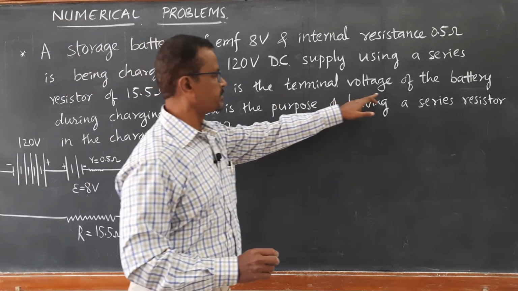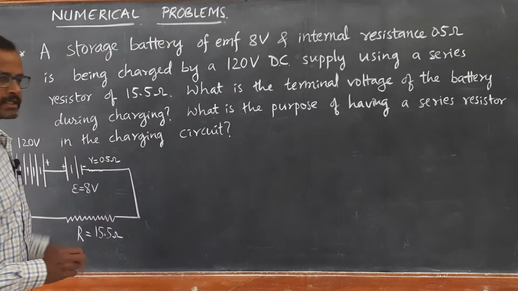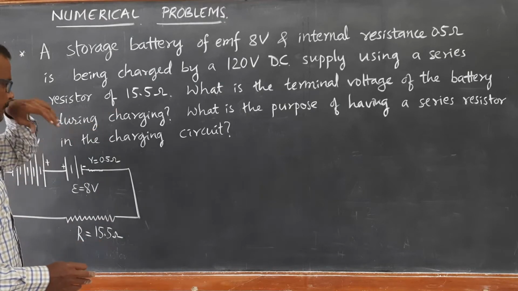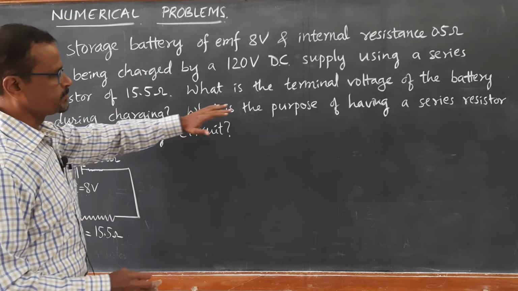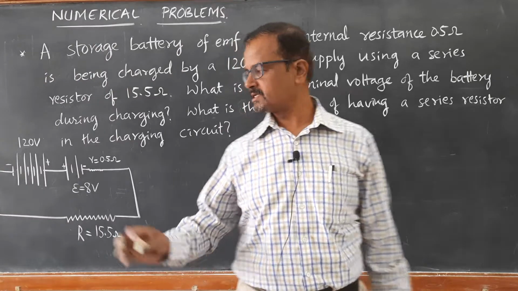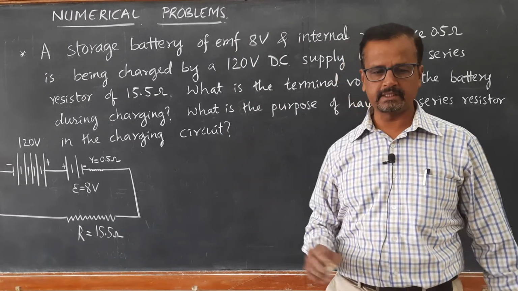Question is, what is the terminal voltage of the battery during charging? During the charging process, what is the terminal voltage of the battery? And what is the purpose of using a series resistor in the charging circuit?